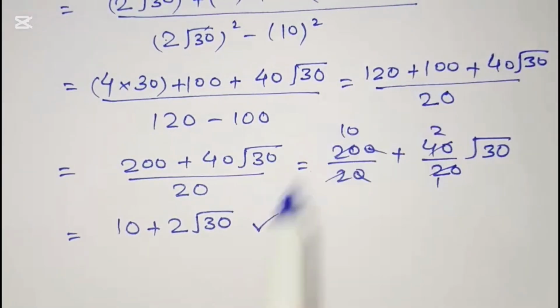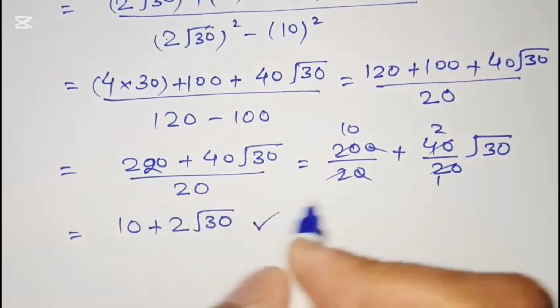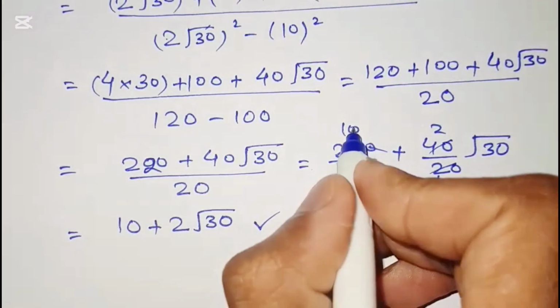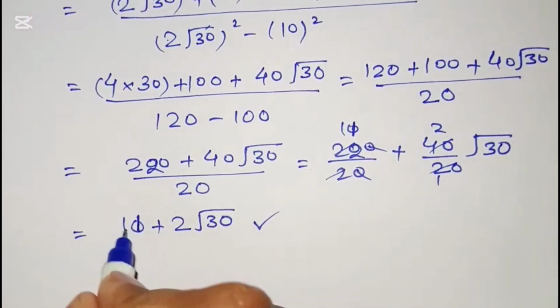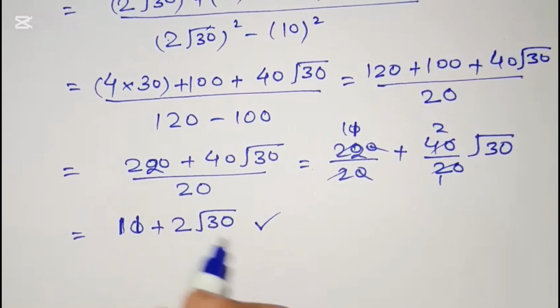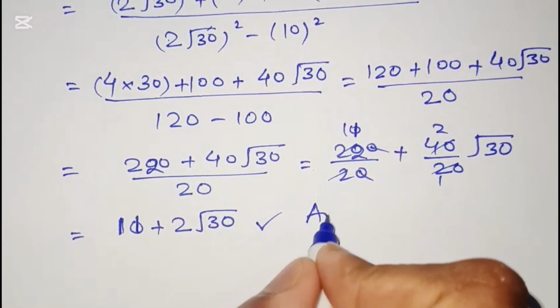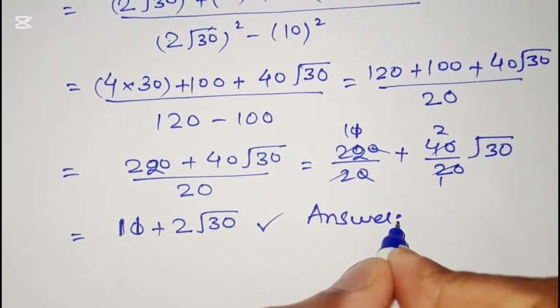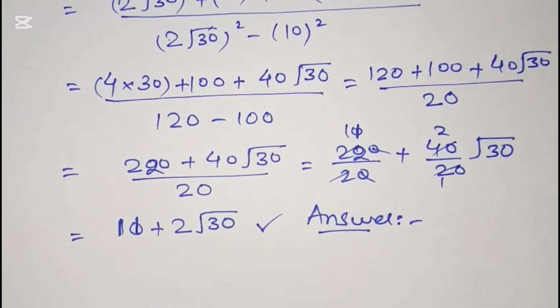Here 120 plus 100 is 220, and 220 over 20 is 11. So 11 plus 2 square root of 30 is the final answer of method 1. So this is the correction. Now we will do method 2.